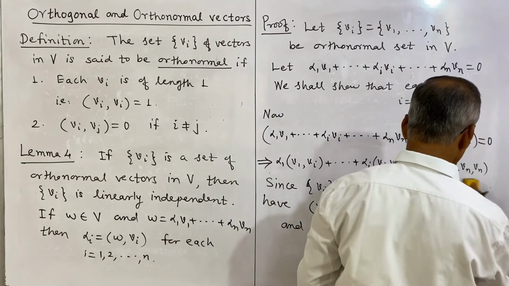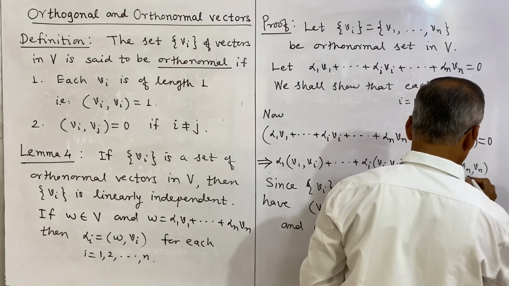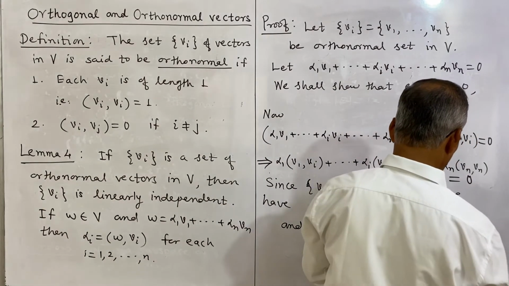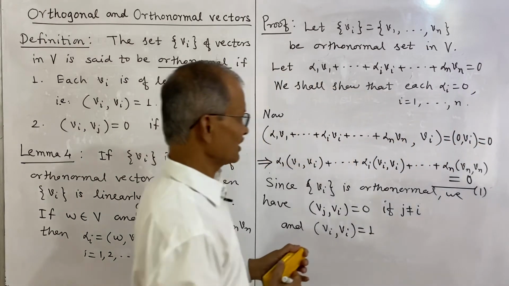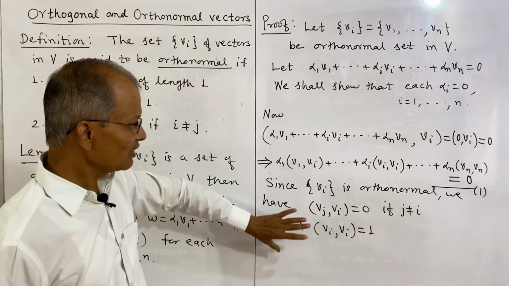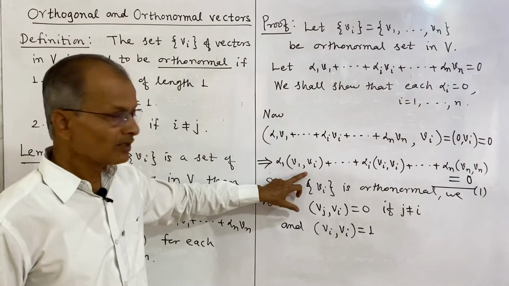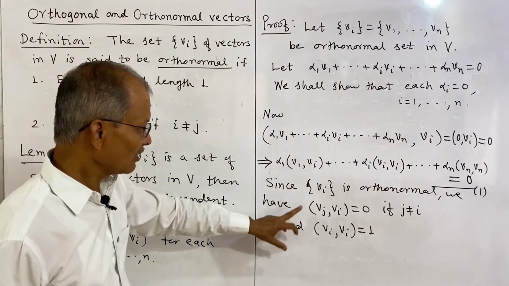So this is equal to 0, and this we shall suppose as 1. This we shall suppose as 1. Now we shall use this condition in this one. So what will be the left side expression using this?